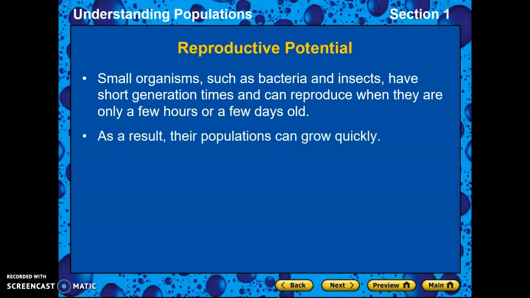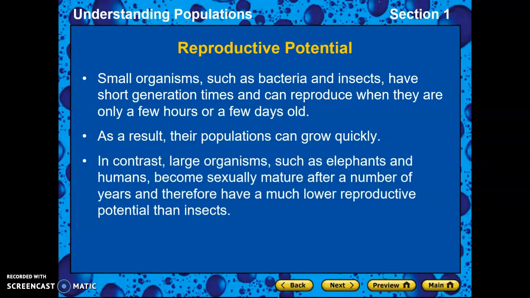Small organisms like bacteria and insects have short generation times. They can reproduce when they are only a few hours or a few days old. So their populations grow very quickly. Large organisms like elephants and humans have to wait a long time before they become sexually mature, so they have a lower reproductive potential than insects.